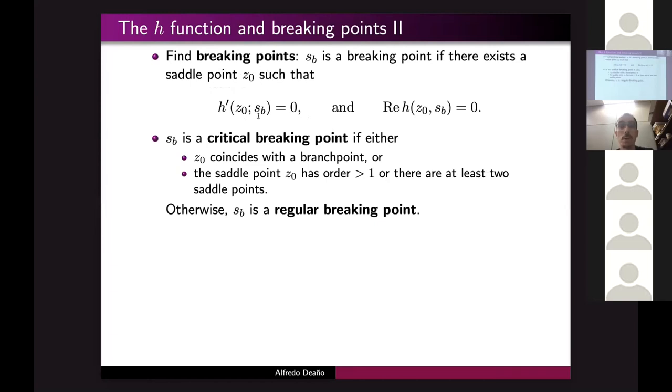So the breaking points can be characterized in terms of this function H because there's a saddle point, Z naught, that appears, where the derivative is zero and the real part of H is zero. So basically what is happening is that you have an extra point that, for example, if you have a one cut situation, then this extra point coincides with the trajectory with this curve, and then it splits it in two. That would be kind of a transition.